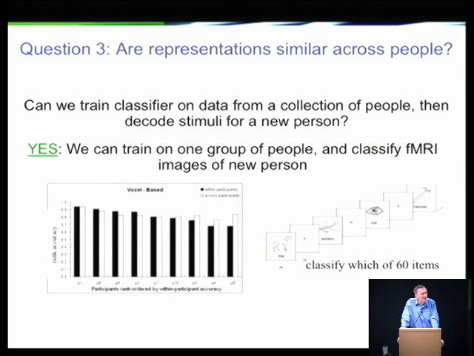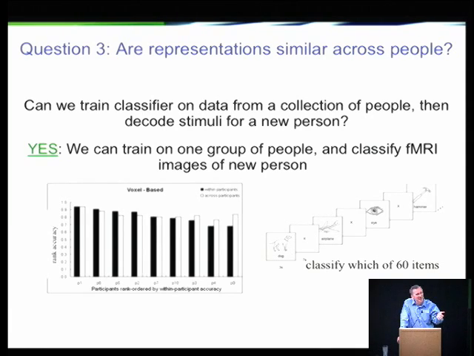So that's very strong evidence that the neural representations in our different heads are remarkably similar. Otherwise, you just couldn't train on these people and get it to decode those. And this is a very stable result.